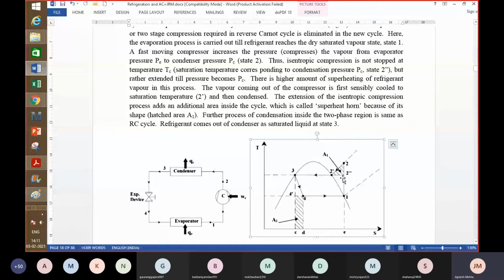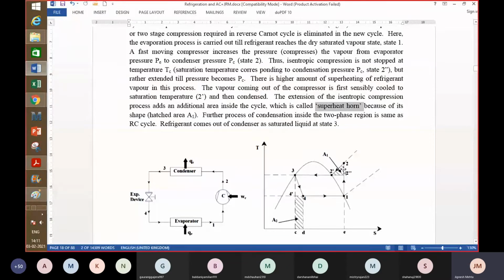So as you can see, if you compare it with the reverse Carnot cycle, which would be 1-2-2-3 and further to that. Here, because we are compressing it up to 2 and then cooling it up to 2-, we have added this area A1 in the cycle. So that is an additional area and that is called the superheat horn because of its horn-like shape.